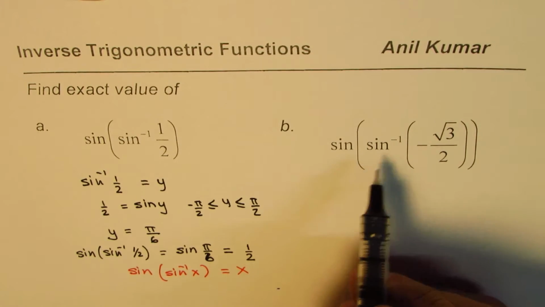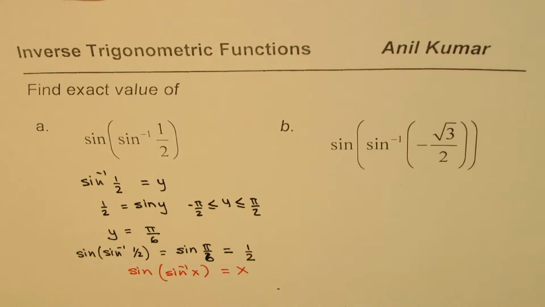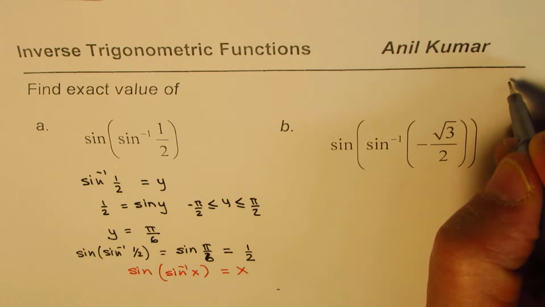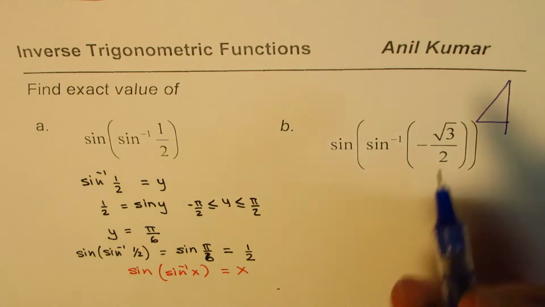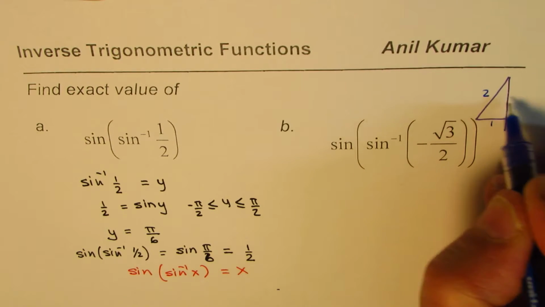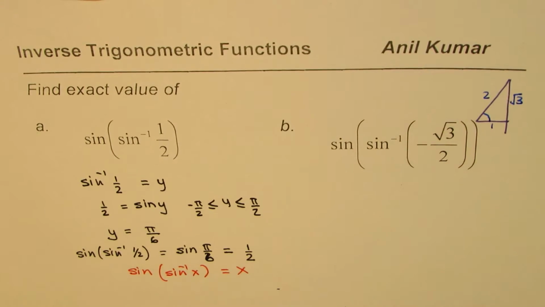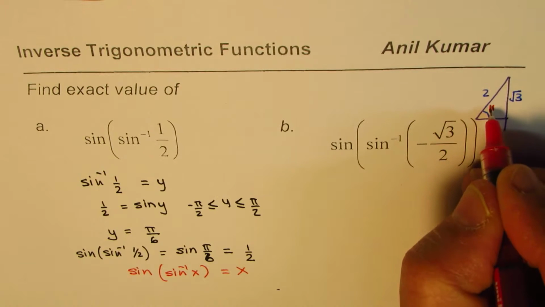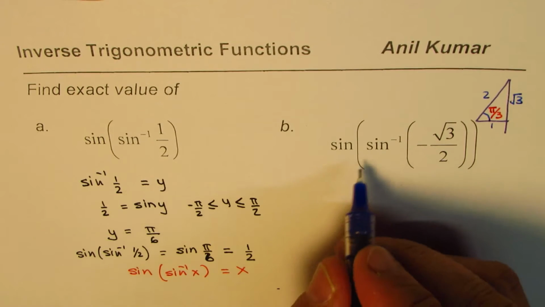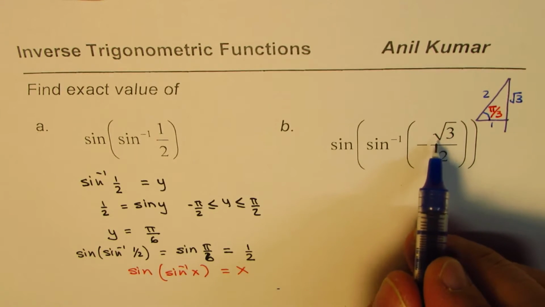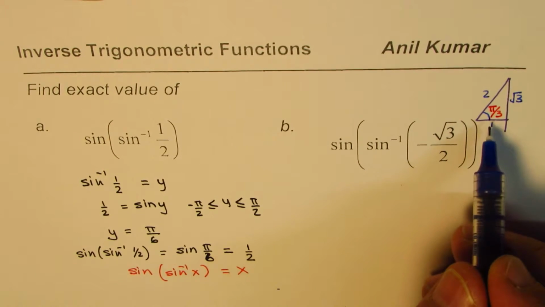So what we can do here is, let's find what is sine inverse of minus square root 3 over 2. You can make a special triangle here to figure out the angles, right? In this triangle, as you know, the sides are 1, 2, square root 3. We are looking for square root 3 over 2. That means this angle is pi by 3. So we can write that sine inverse of minus square root 3 over 2 will be the angle which is minus pi by 3, right?